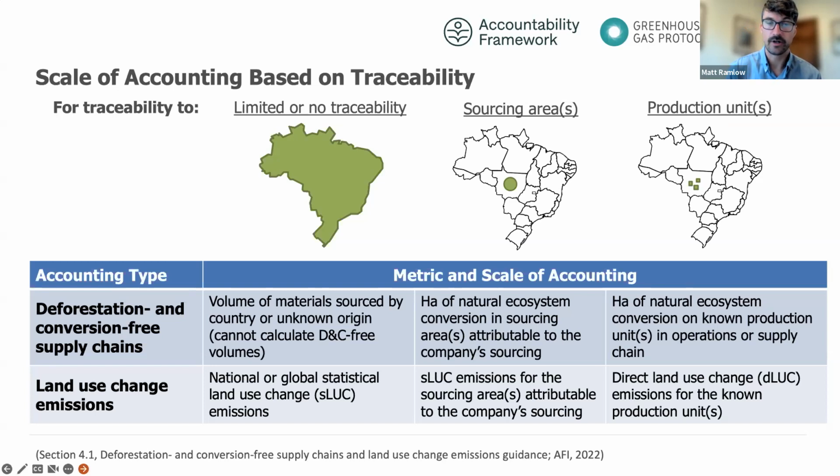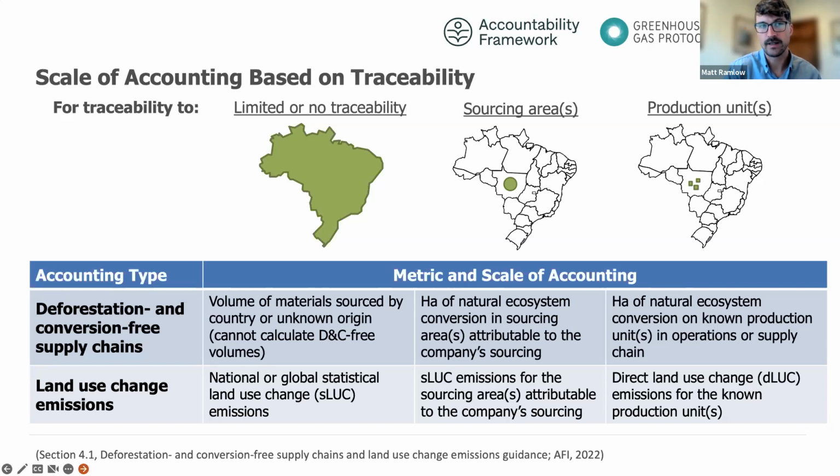Finally, the greatest degree of traceability companies would have would be to the individual production unit. This would be the farm, the forest management unit, or the plantation that the company is sourcing from. In these cases, the companies would also need to report on the hectares of natural ecosystem conversion on known production units. This could be in a company's own operations or in their supply chain where they have that traceability. Similarly, Greenhouse Gas Protocol describes the metric of direct land use change within those production units.